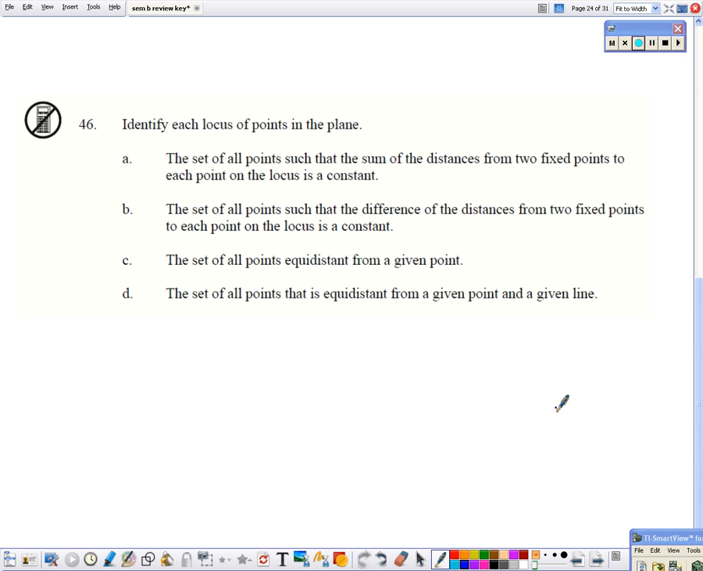Okay, so for the locus of points, that's the set of all points that satisfies the condition. We're going to think of our conic sections. The set of all points where the sum of distances from two fixed points to each point on the locus is constant is an ellipse, because the sum is adding. So if I think of B, the set of all points at the difference, that's a hyperbola.